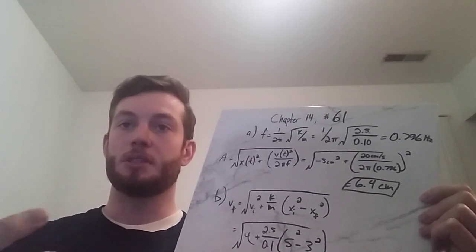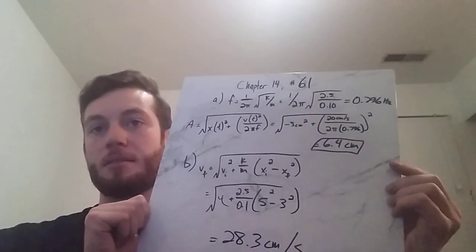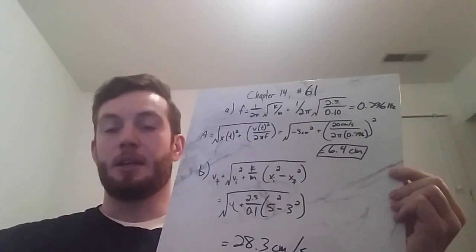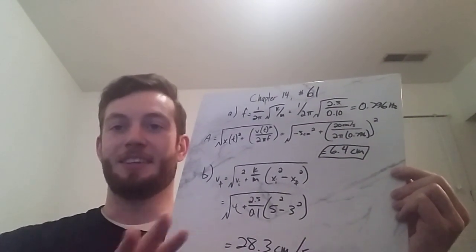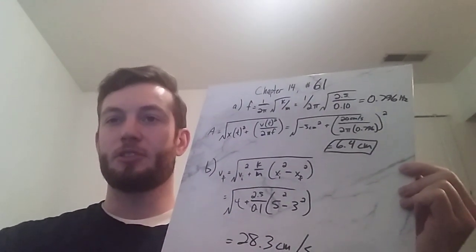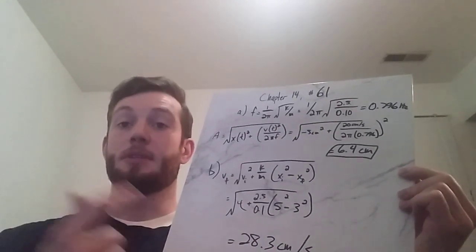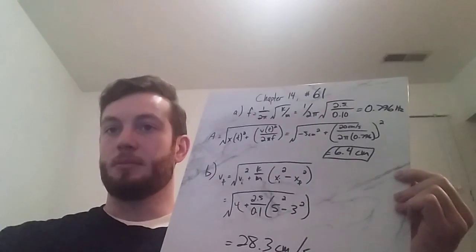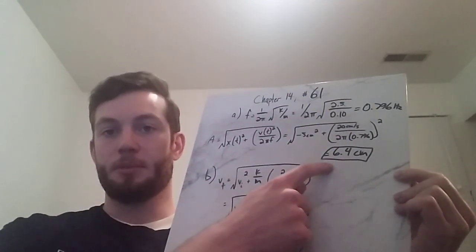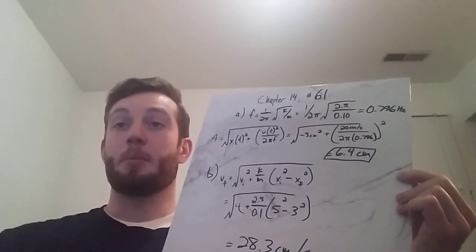Now we can use that frequency to plug into the next equation, which is A is equal to the square root of x squared plus (v divided by 2 pi f) squared. A lot of different things there, a lot of moving parts, but basically we're just going to plug in negative 5 centimeters squared plus 20 centimeters per second divided by 2 pi times our frequency that we just solved for. Take the square root of all that stuff. When you run the numbers, it comes out to 6.4 centimeters right here. So that's what the amplitude of the oscillation is.